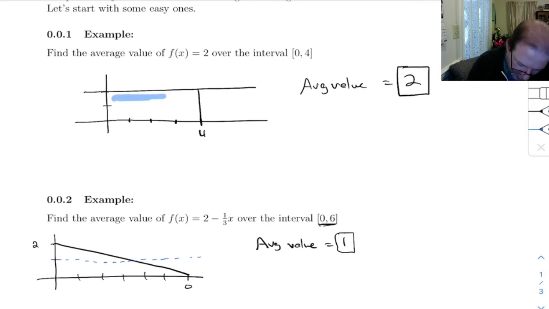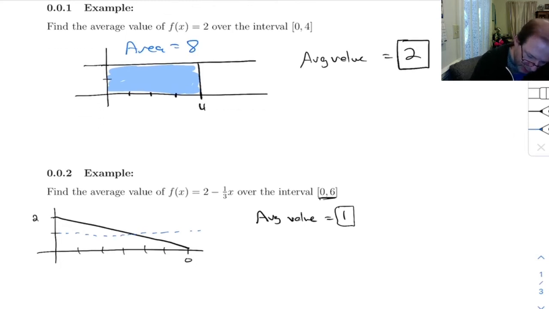Let's look at the area underneath here. If you look at this area, it's 4 by 2, so the area is 8. And down here, if we look at the area underneath this, we could integrate it, but it's just a triangle. The area is going to be 6, because it's 2 by 6, and it's a triangle, so 1/2 base times height is 6.